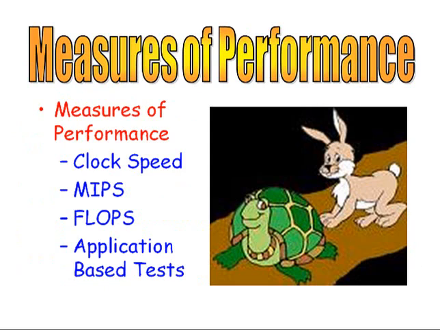This is a very important part now, measures of performance. We're going to talk about clock speed, MIPS, FLOPS, and then application-based tests, and they're kind of ordered in the reverse order of the best. So basically the best method of performance to compare computer systems is application-based tests, and clock speed the least.